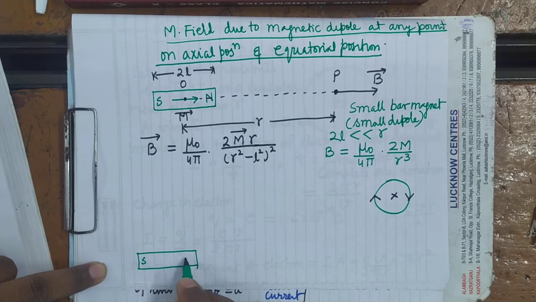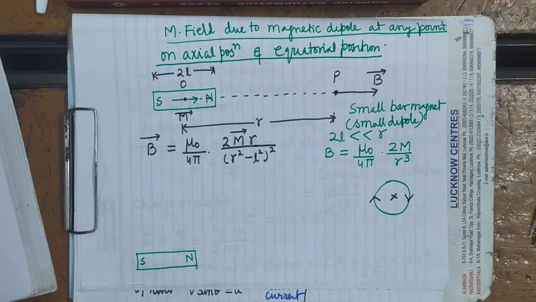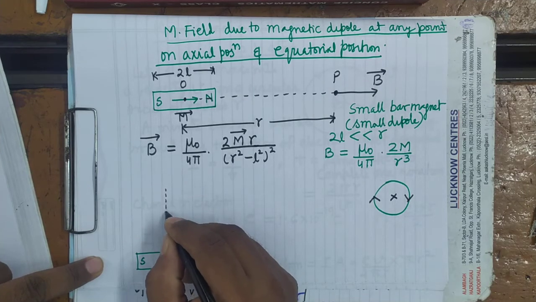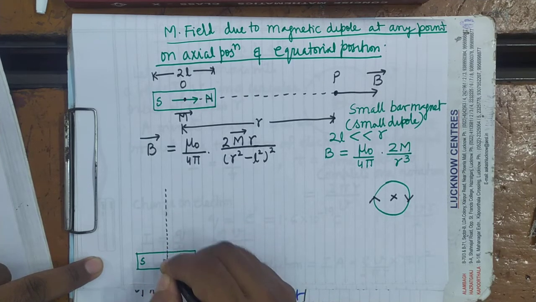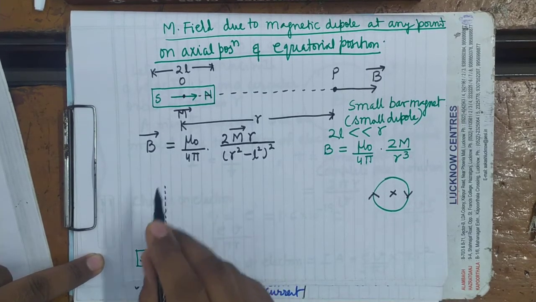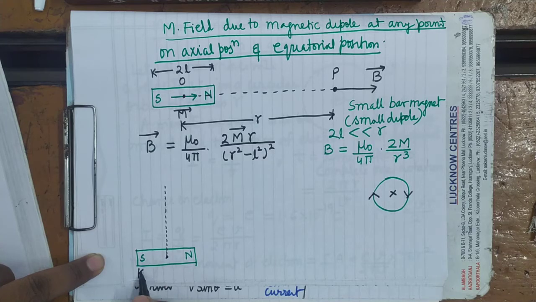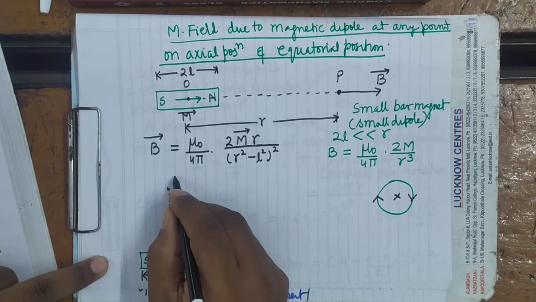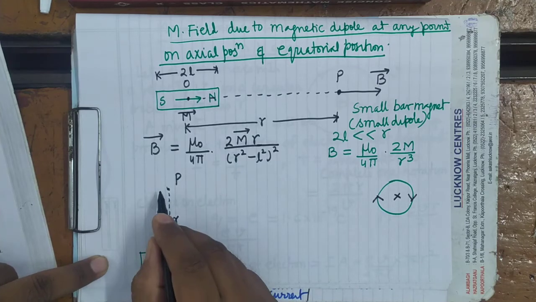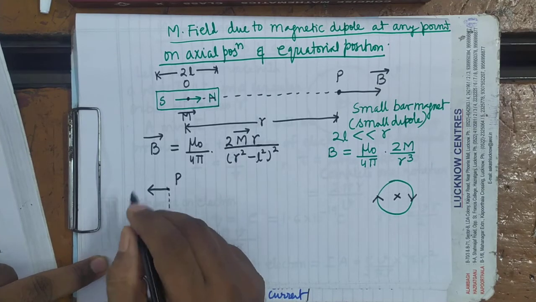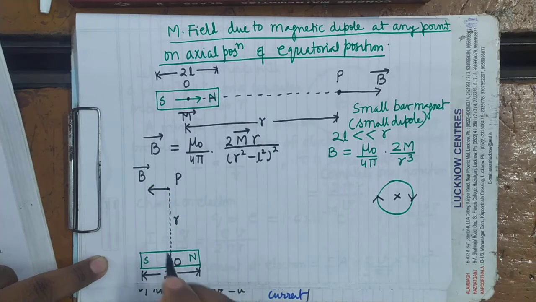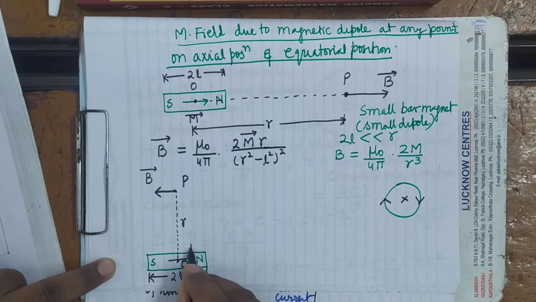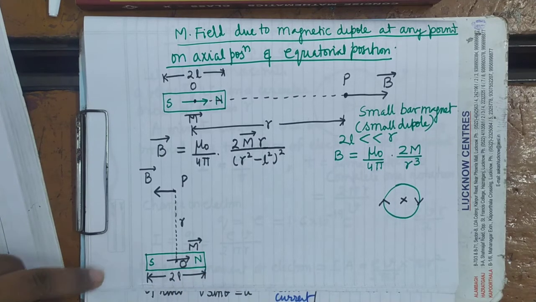Now, if you see the equatorial position, here is the bar magnet, this is the south pole, this is the north pole. Equatorial position means the right bisector of the dipole length of the bar magnet. It's clear. This is the equatorial position. Here the total length is given as 2L. And what is the distance of this point from the center? It is this. What is the direction of the magnetic field? The direction of the magnetic field is this, and the magnetic moment is in this direction. You can see both are opposite to each other.